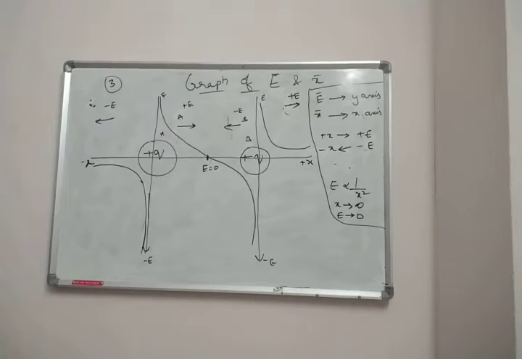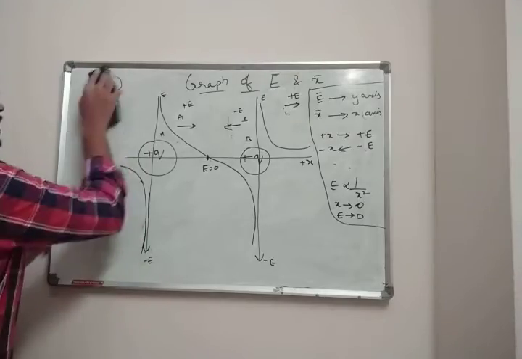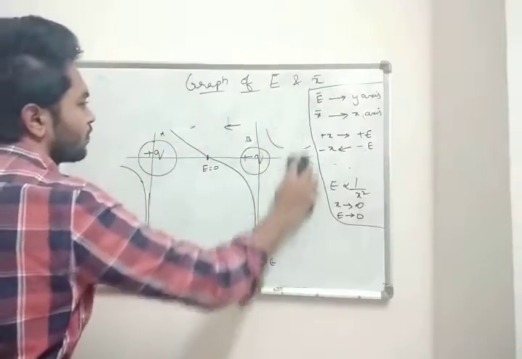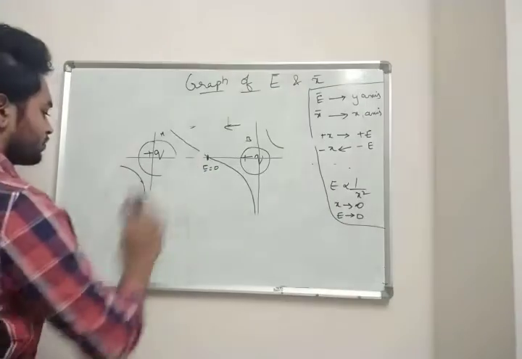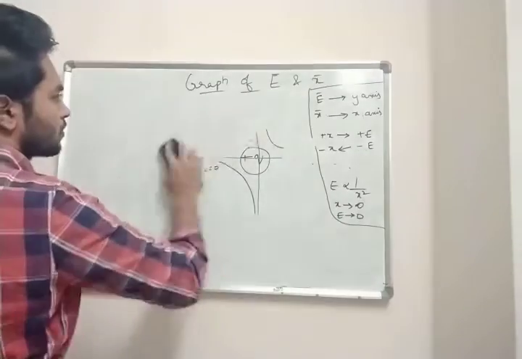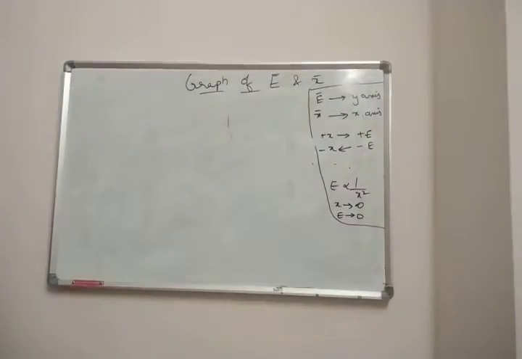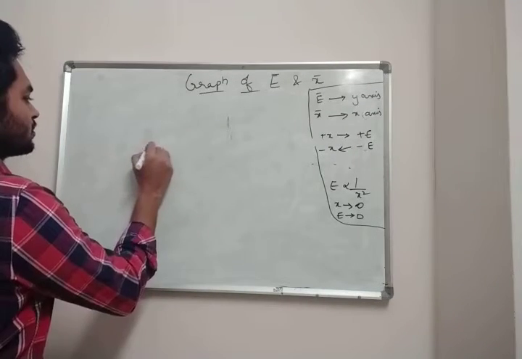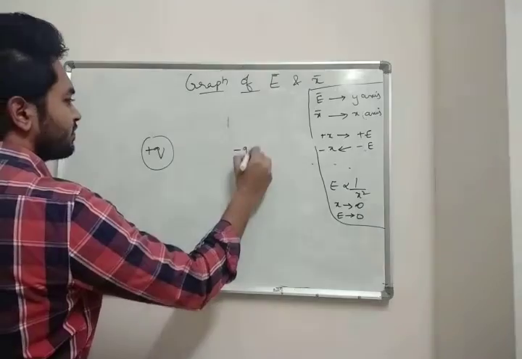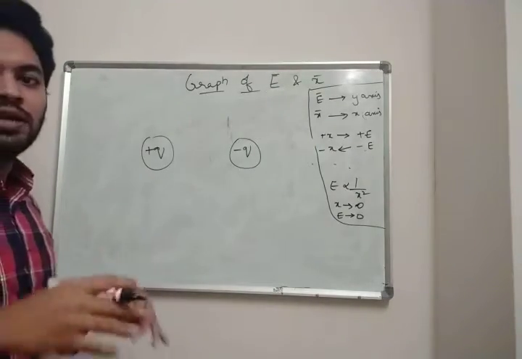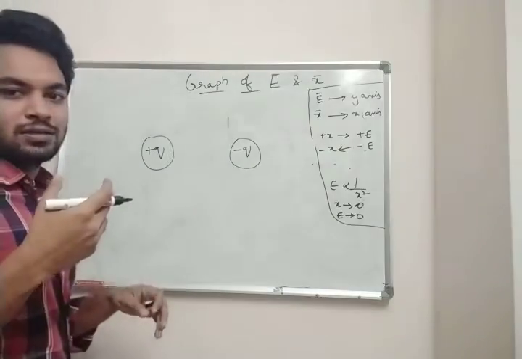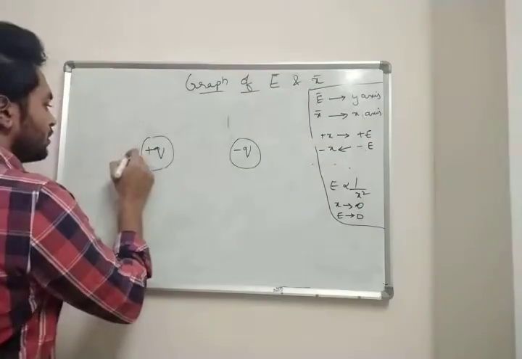Now in our next example, let us take one positive and one negative. Let us see what happens. Now what happens if one charge is positive and one charge is negative? Once, pause the video and try it on your own and see what happens. Just try for yourself. Will you get it or not? If you don't get it, look at the video again.